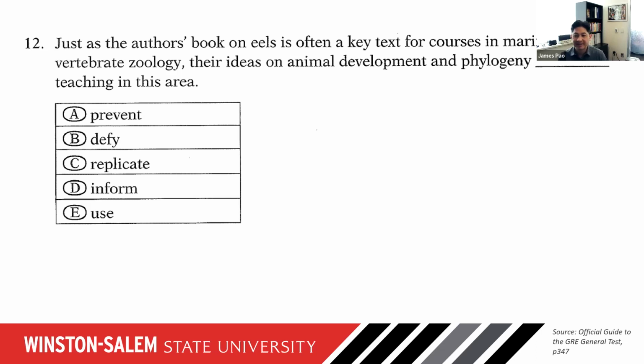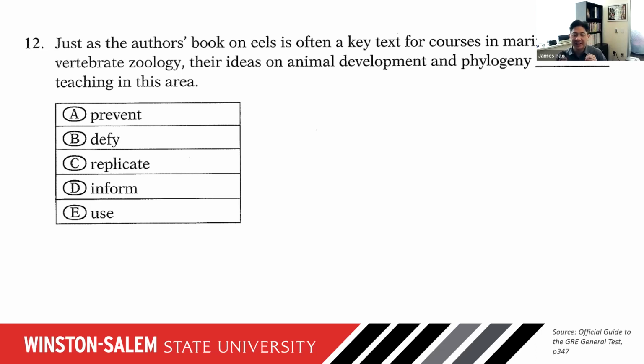Okay, great. So the first idea is the author's book on eels is a key text, meaning it's very important. So this is your other hint. Try to paraphrase, try to use your own words. So if you see something like "is often a key text for courses" and so on, replace that with your own words, like "is often really, really important," right? And then there's a comma.